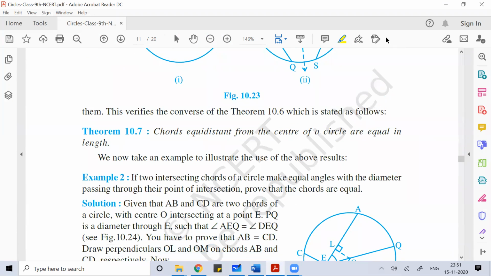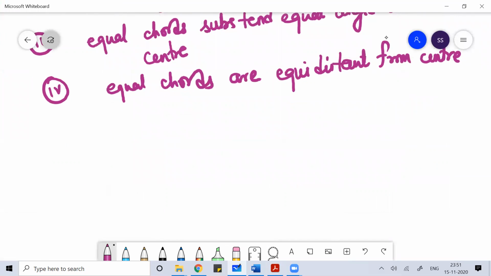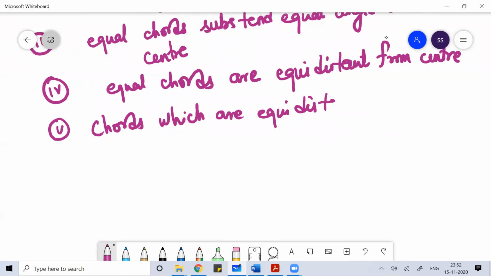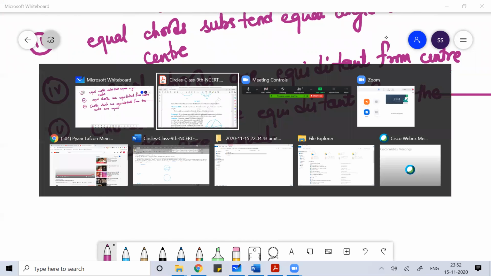Then chords which are equidistant from the center are equal in length, the converse of this. The chords which are equidistant from the center are equal.